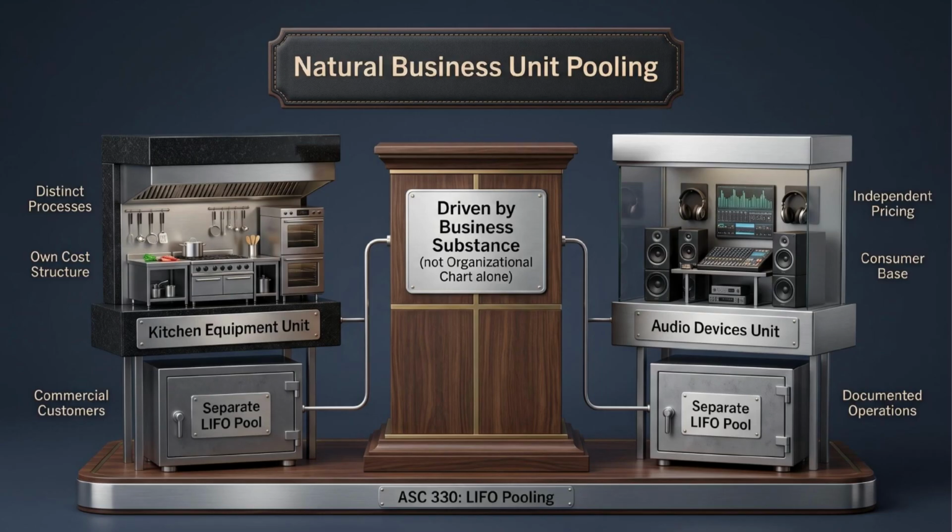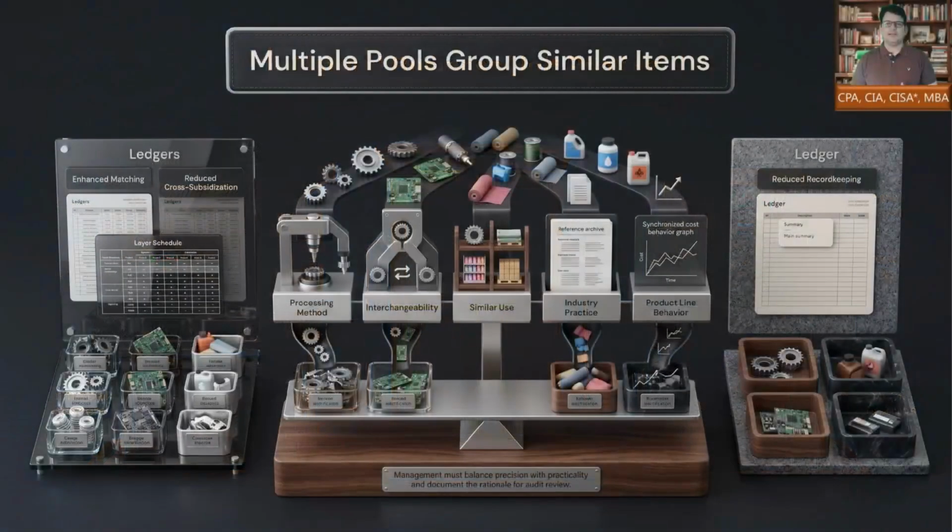The important idea is that pool boundaries should follow business substance and documented operations, not merely the organizational chart or administrative convenience. A company may also use multiple pools by grouping inventory items with similar characteristics. Similarity can be based on processing method, interchangeability, similar use, industry practice, or product line cost behavior.